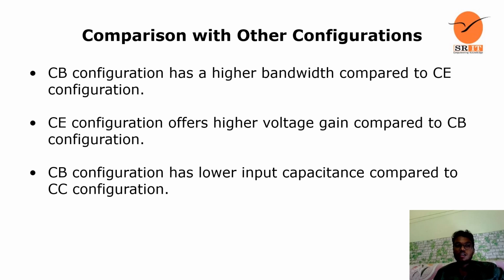Comparison with other configurations. So now we are going to compare the CB configuration with CE configuration and CC configuration. CE is common emitter and CC is common collector. Since my topic is CB configuration, I'll be discussing CB configuration. See, the common base configuration has a higher bandwidth when compared to CE configuration, and CE configuration offers higher voltage gain compared to CB configuration. See here, the voltage gain is provided more by the common emitter configuration rather than common base configuration. And common base configuration has lower input capacitance compared to common collector configuration.